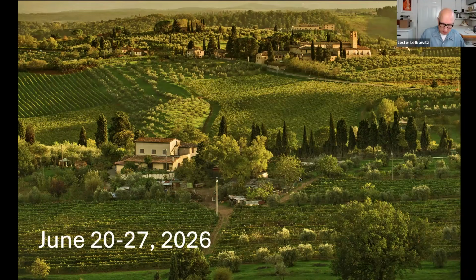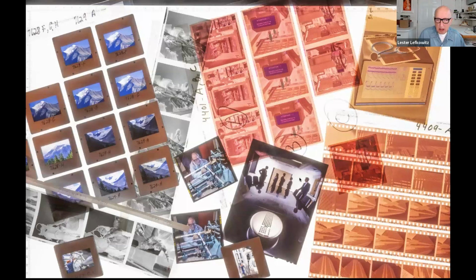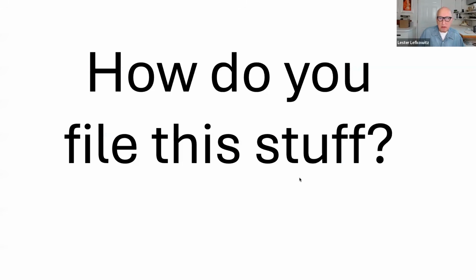So here's my history of how I started the cataloging system. Back in the day, when I started as a commercial photographer, I shot 8x10 film, 4x5, 2.25, 35 millimeter, black and white, color, negs, transparencies, all this stuff. And the issue is, how do you store this stuff? Where do you put it? There was no computer, no digital system. And that was the big problem. How do I file all this stuff?